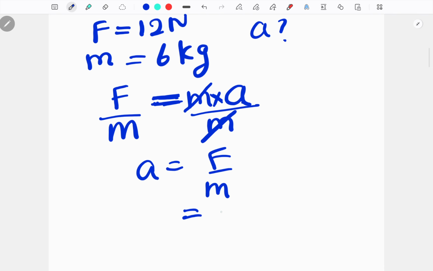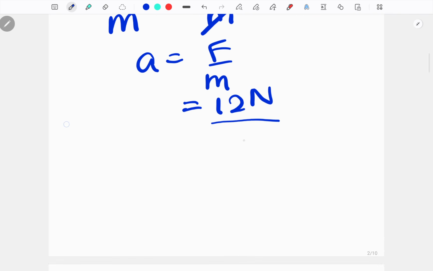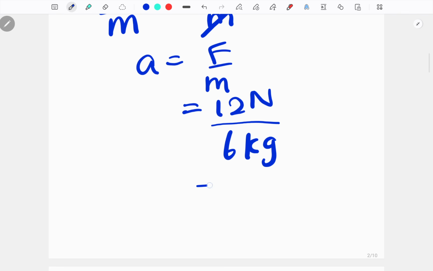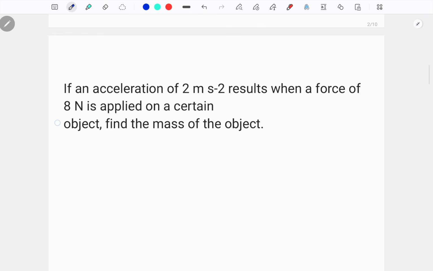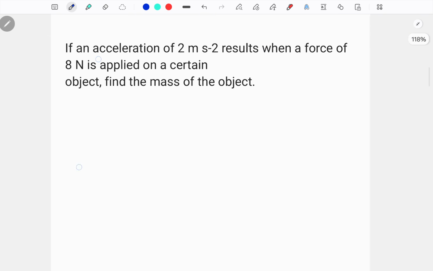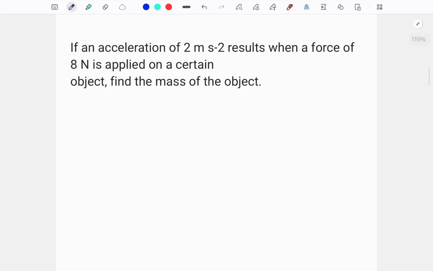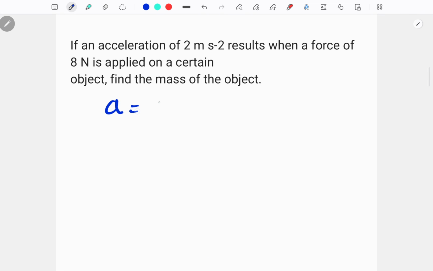Now F equals 12 Newton. Mass is 6 kg. So 12 over 6 means 2. As this is acceleration, what is the unit? Meters per square second. Okay, then we are moving to the next question. You can pause the video and find the answers yourself. The acceleration equals 2 meters per square second.